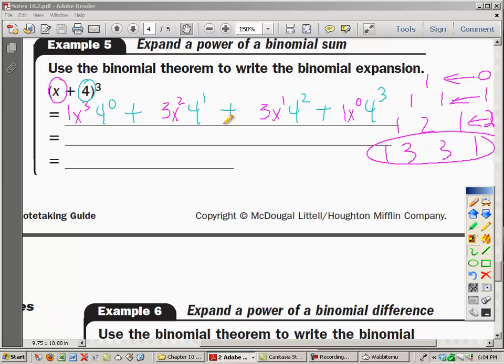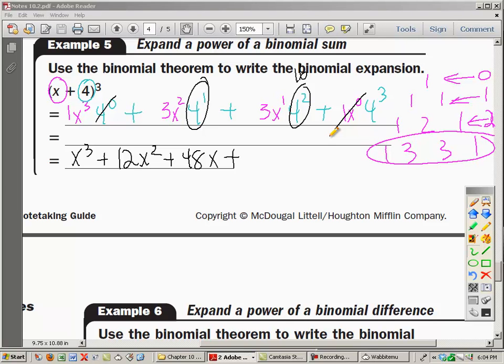x to the third, 4 to the 0. Well, 4 to the 0 is just 1, so this is simply x to the third power. All right, here, this is 4 to the first power, which is 4. 3 times 4 is 12, x squared. 4 to the second power is 16, and 16 times 3 is 48, x to the first power. All right, and then finally on the end, there is 1 times 4 cubed, x to the 0.